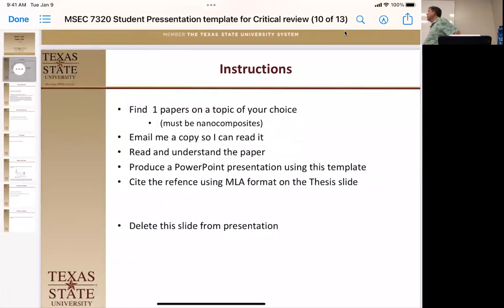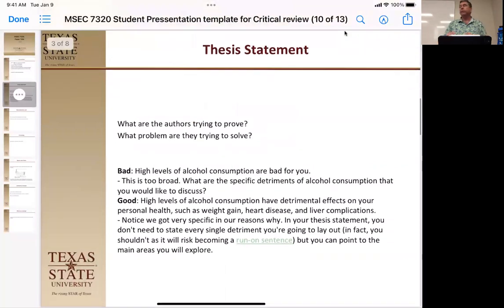You are to find a good paper of your choice on nanocomposites. By good paper, it means a decent number of citations. Don't get a review. You don't want a review. You want a single paper where they're trying to do something, okay? And you have to email me a copy of it so I can read it ahead of time. Then you have to read it and make a PowerPoint presentation based on it. And then on this page, or on the thesis page, do the MLA format for the actual reference you're using, okay? So this is a little different than what we did before.